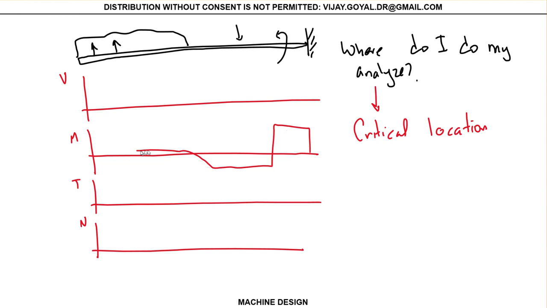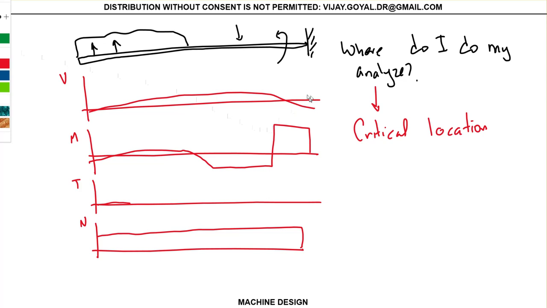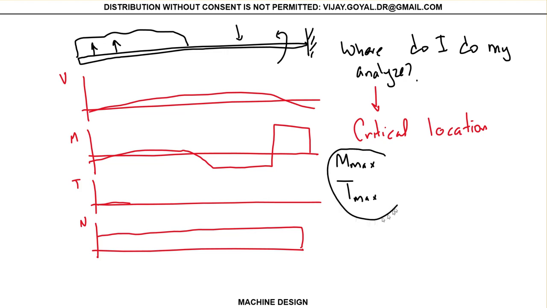I don't know, maybe it looks something like this, whatever. I'm just making this up. And then you have this other thing that looks something like this, and maybe you have a zero torque, maybe you have an axial load that's constant. Basically the goal of this problem is to find where the critical location is. It's the location where typically your moment is maximum and your torque is maximum. Okay, these are the critical locations.